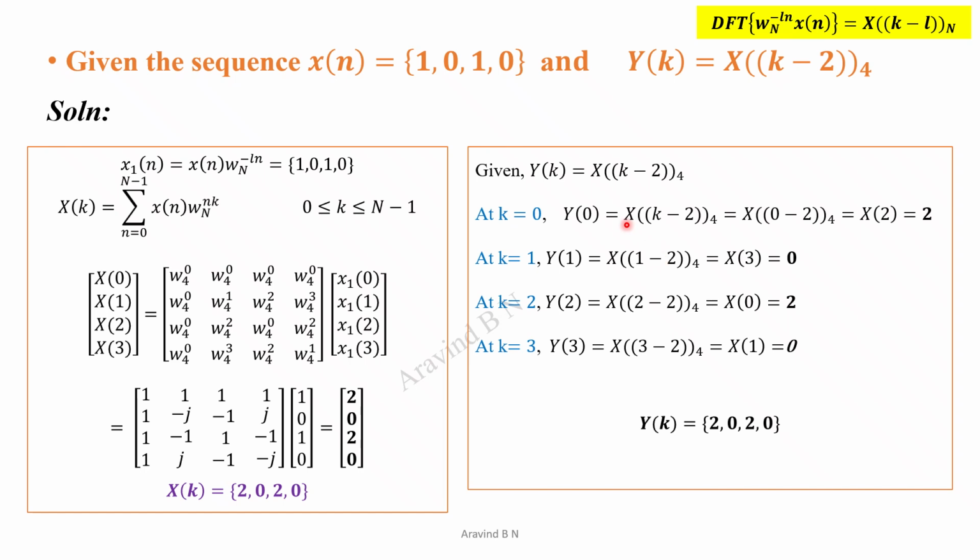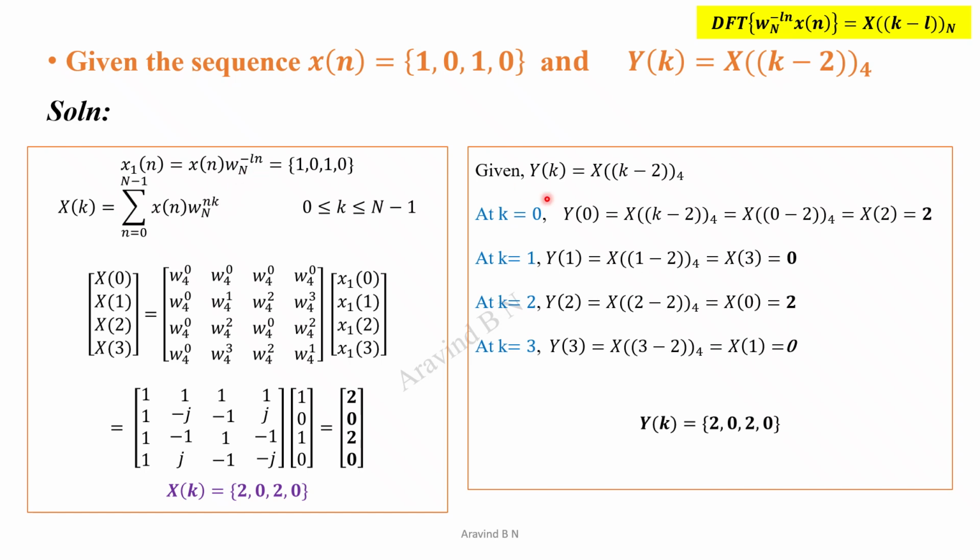Let's have a small example with respect to verification of circular frequency shift. So here is the representation for that. The values are given: x of n is equal to 1010. With respect to that, we are going to validate the property. Now the first thing is we need to calculate the x of n into W_N^(-ln).